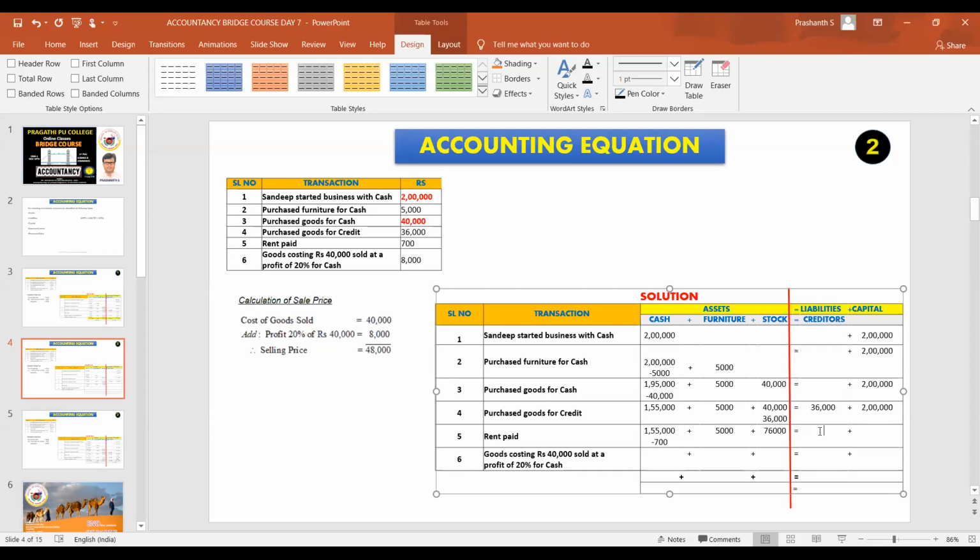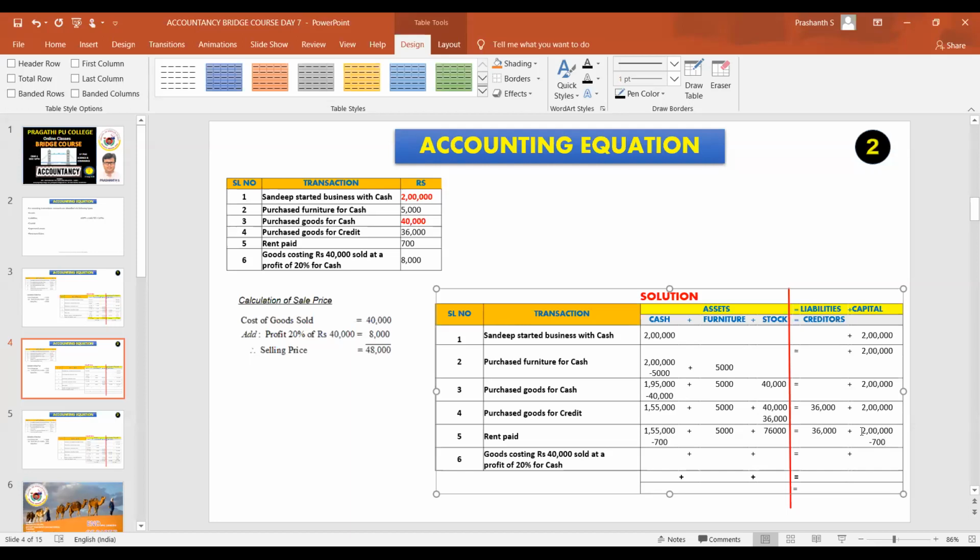Okay, so the remaining things will be as they are. Come here. The same thing you should bring down, that is 36,000 will come down. And here 2 lakh minus 700, 2 lakhs will come here. And see here whether both left and right side are matching. It is not matching. Why? Because minus 700 is missing. So it should come here, because it is an expense.